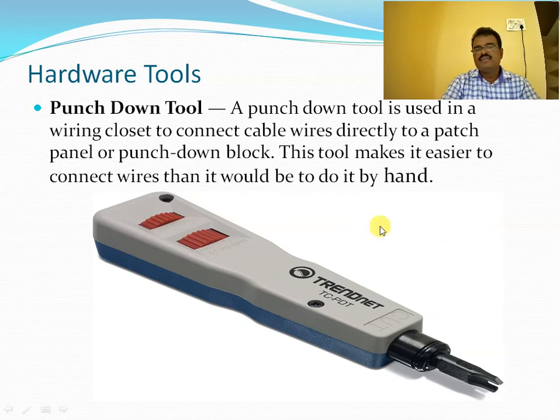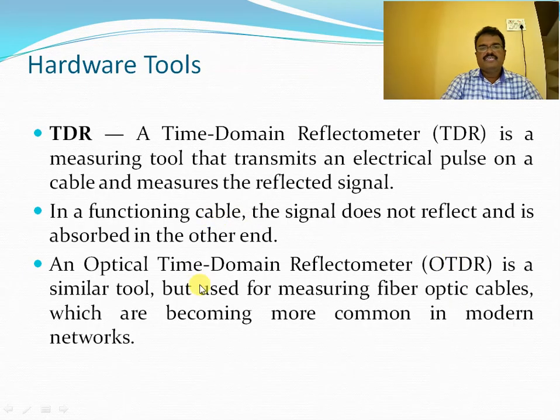Instead of doing it by hand, we can do it by using this punch down tool. This is a punch down tool. Next, TDR, time domain reflectometer, is a measuring tool that transmits an electrical pulse on a cable and measures the reflected signal. In a functioning cable, the signal does not reflect and is absorbed at the other end.